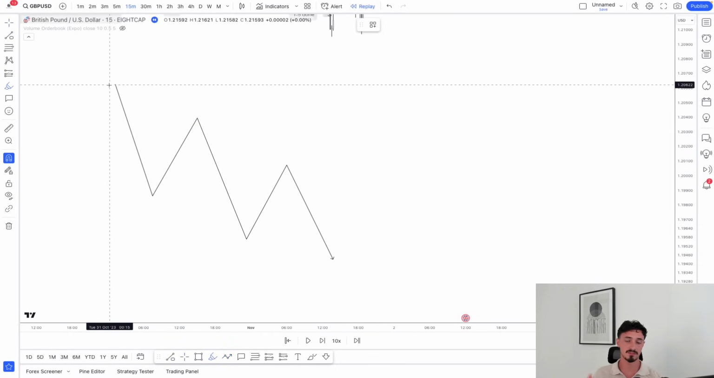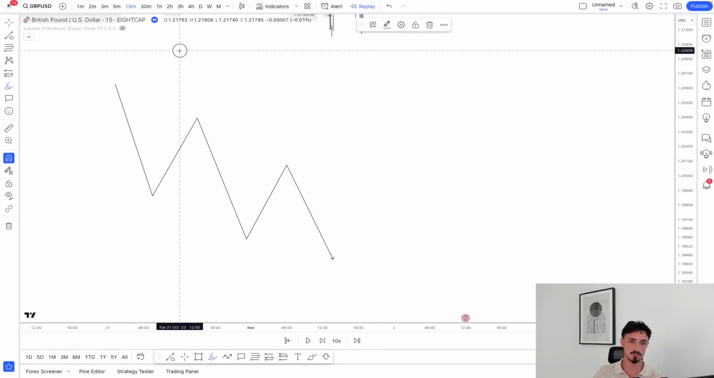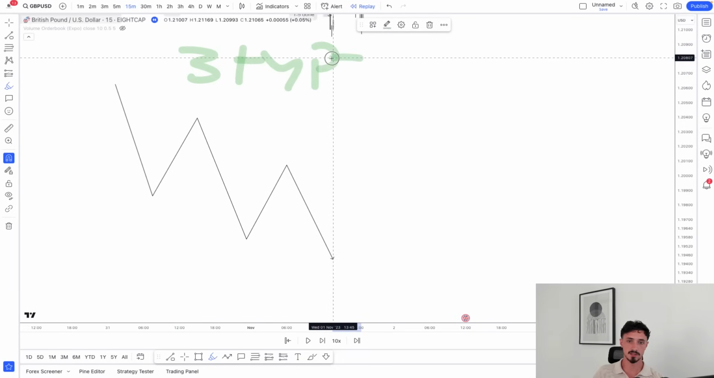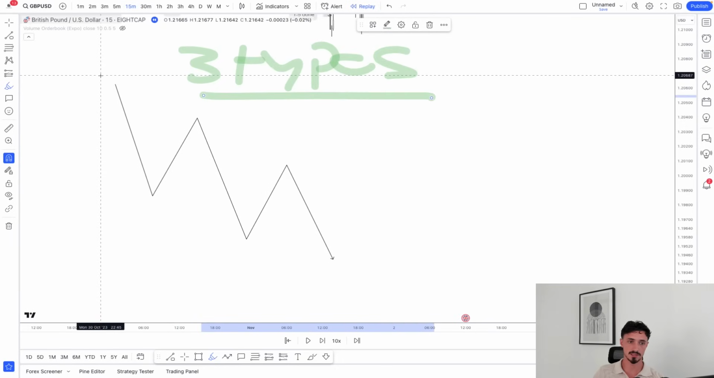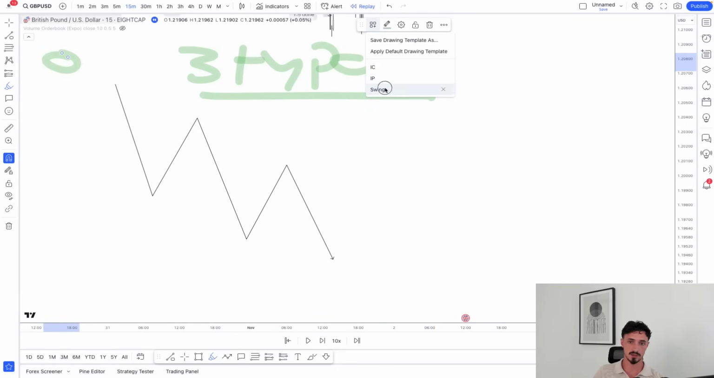So we have three different types of market structure. So in this, we'll go over those three types. And type one is ultimately swing, right? So we'll operate swing in red.